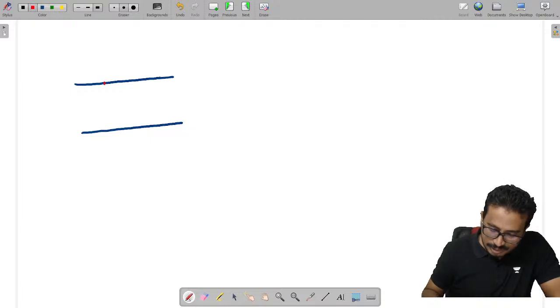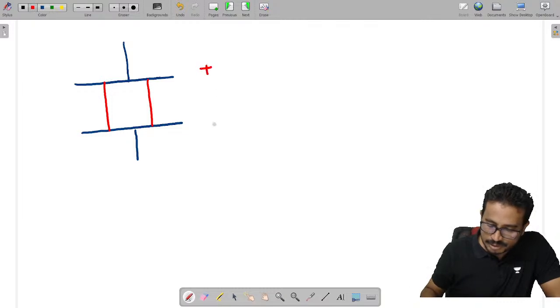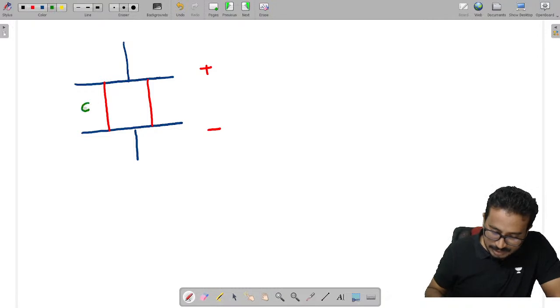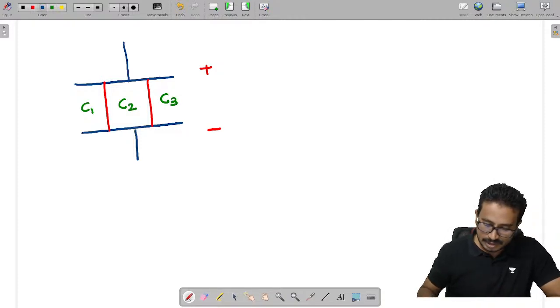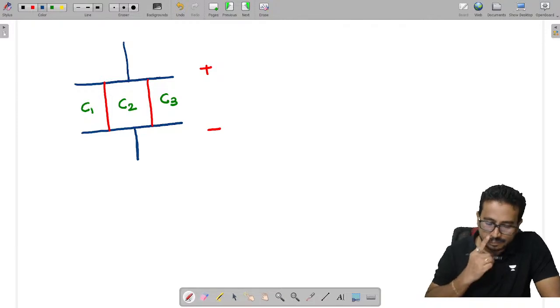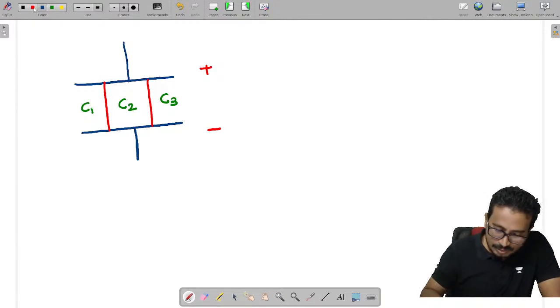Yes, tell me now, this is one capacitor. Here this is positive, this is negative. Here this is one capacitor C1, this is C2, this is C3. Listen carefully, one important observation here. This whole thing is a single conductor, only, isn't it? This is a single conductor only.